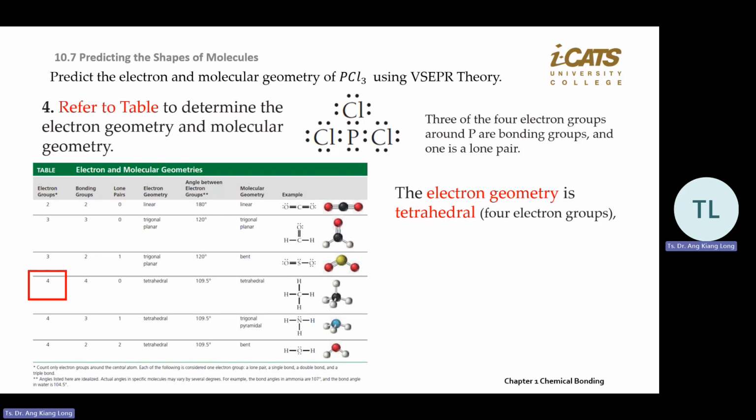So it's here. You go to the first column and find 4. There are 4 electron groups. Then you need to go and find the bonding groups. Okay, so we have 4 bonding groups.